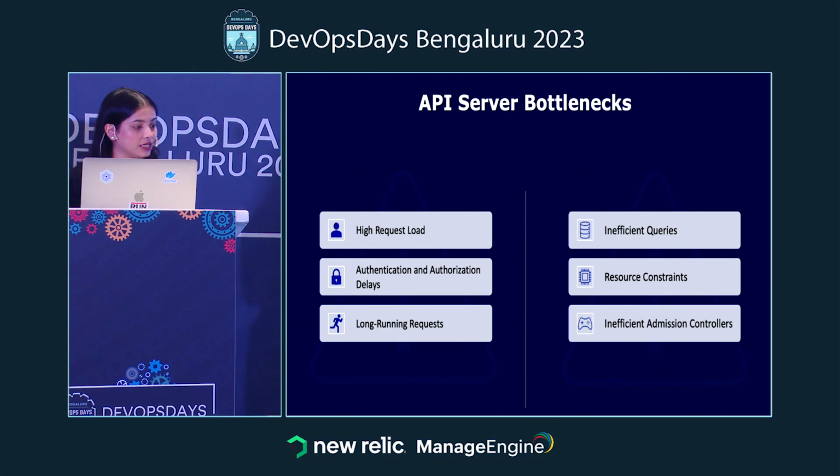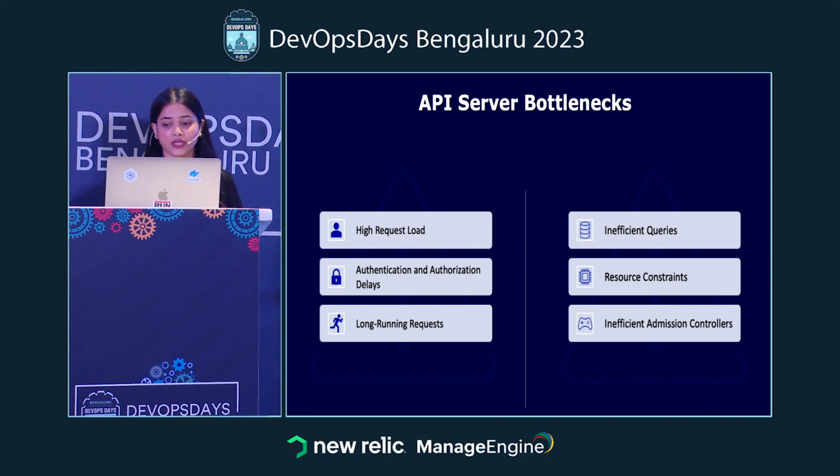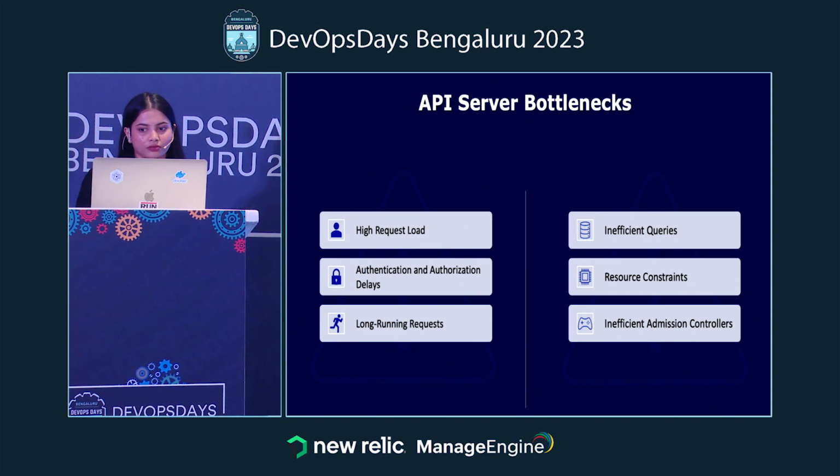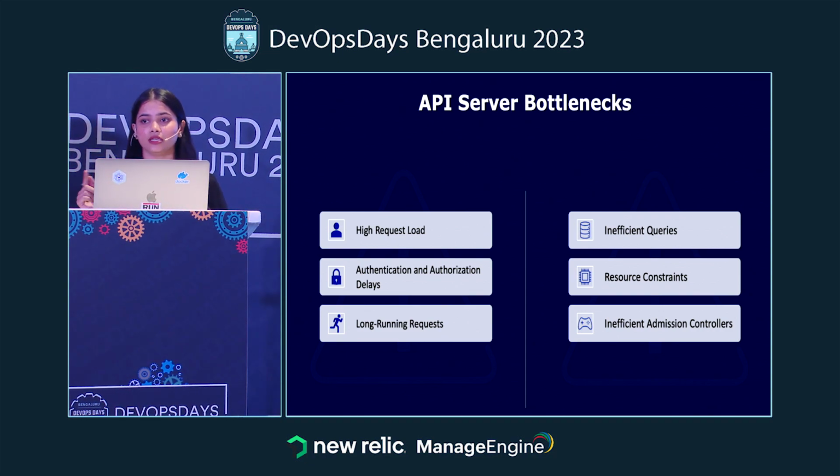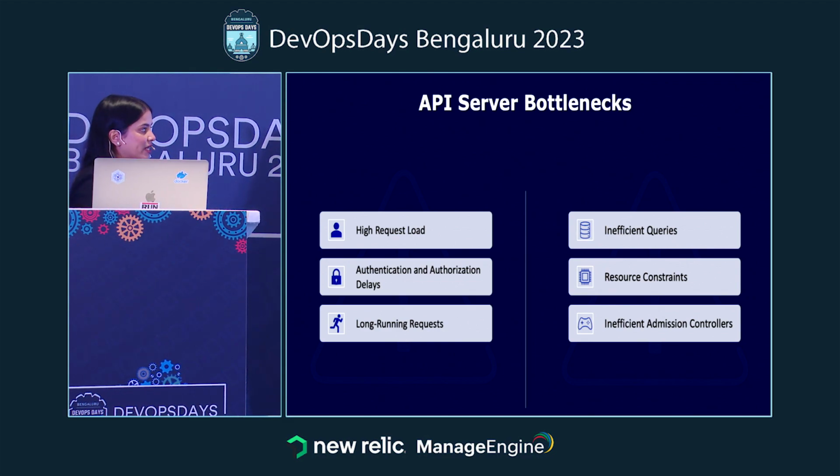Next we have inefficient queries. Complex or inefficient queries, like list requests with extensive filtering, can consume excessive resources and slow down the API server. So what you can do is optimize your client queries to minimize the amount of data that is being filtered and only take up the necessary information. Again, you can leverage caching mechanisms and client-side optimization for your queries.